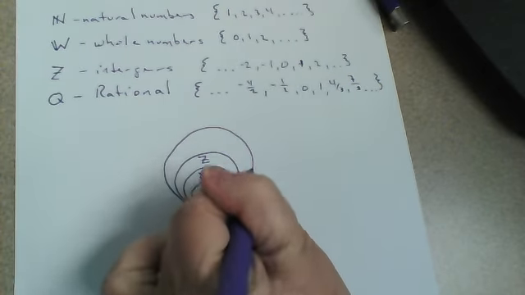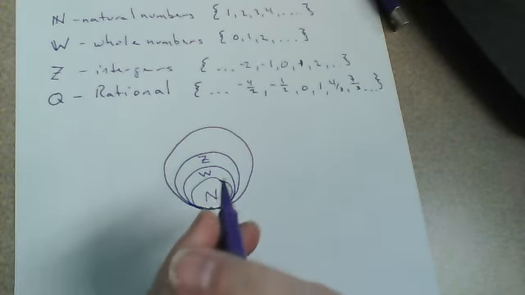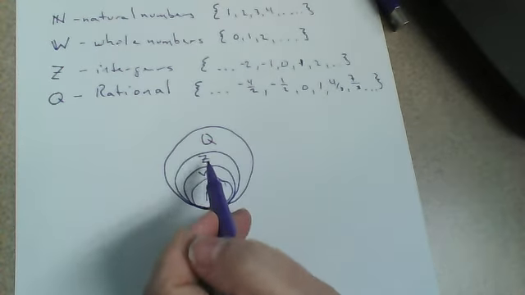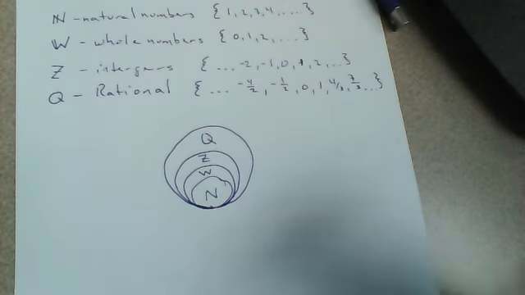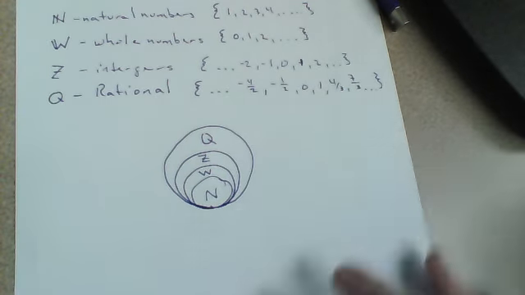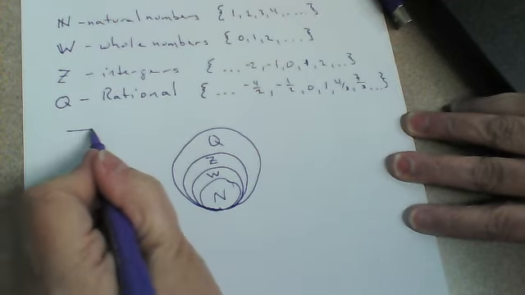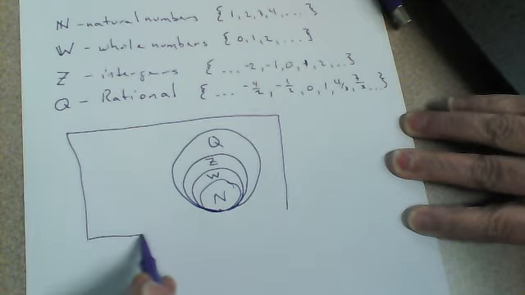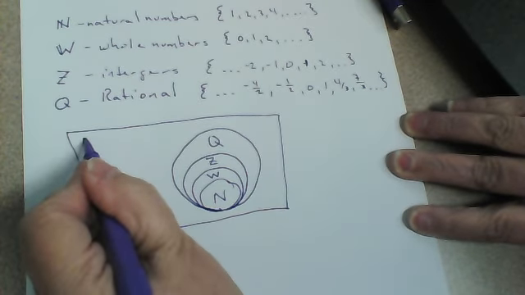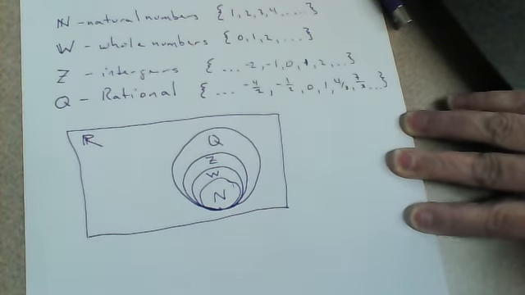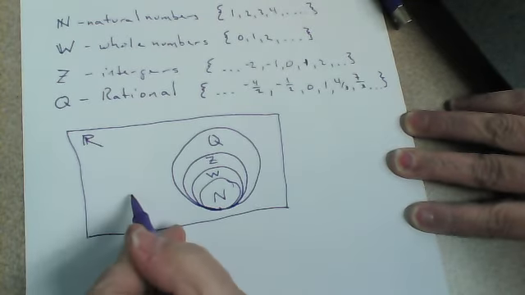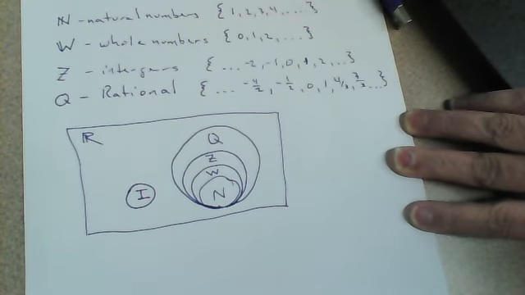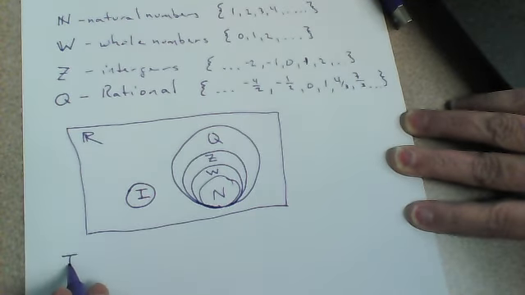And then around here, I feel like I could draw a face in this. We have our rational numbers, and the rational numbers include the integers, the whole numbers, and the natural numbers, right? And if I draw a big old box around that, we can call this box the real numbers, right? The real numbers also contain something called I, our irrational numbers.